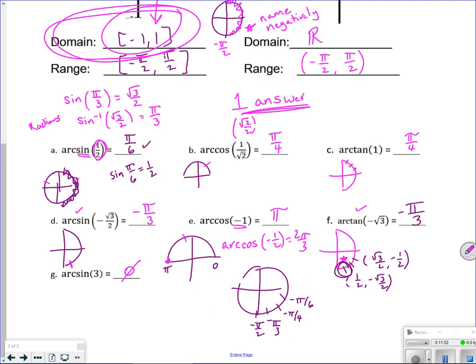So that's what you'll be practicing this evening, doing those arc trig functions. It's just like the unit circle with one little addendum in quadrant 4 and where you're looking. But hopefully you can do those.